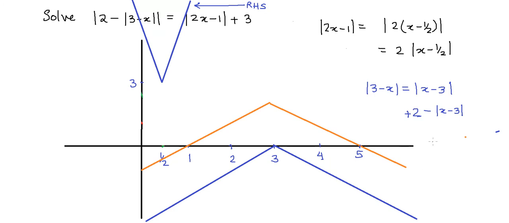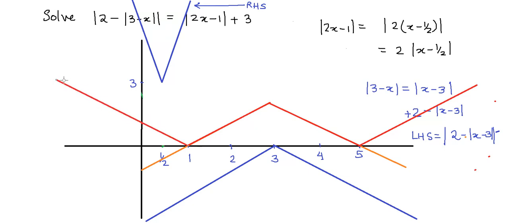And finally what we actually want on the left hand side is the absolute value of 2 minus absolute value x minus 3. So we just take the absolute value of the orange curve and we get the red curve. Wherever there is negative value we'll reflect that, and wherever there is positive value it will stay. So it becomes this W-shaped graph, the red one. The red one is the left hand side, this blue one was the right hand side.